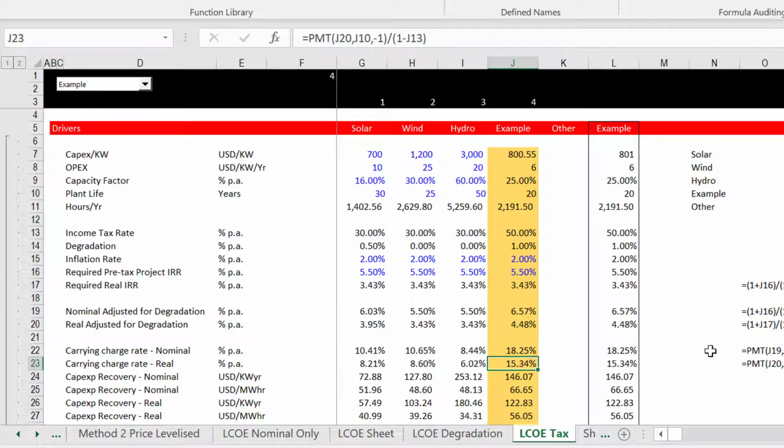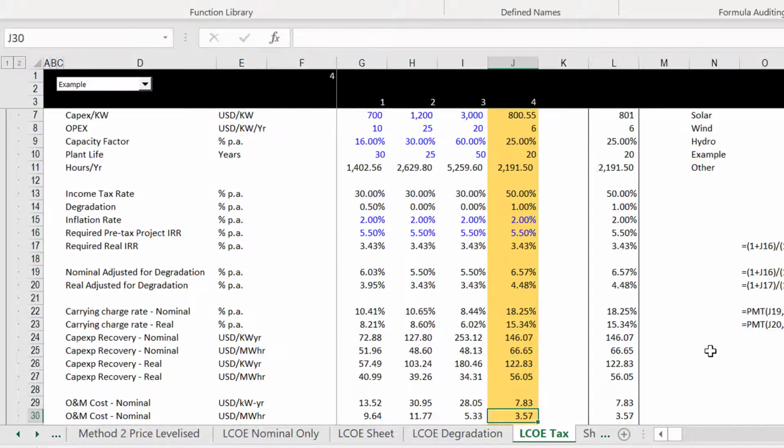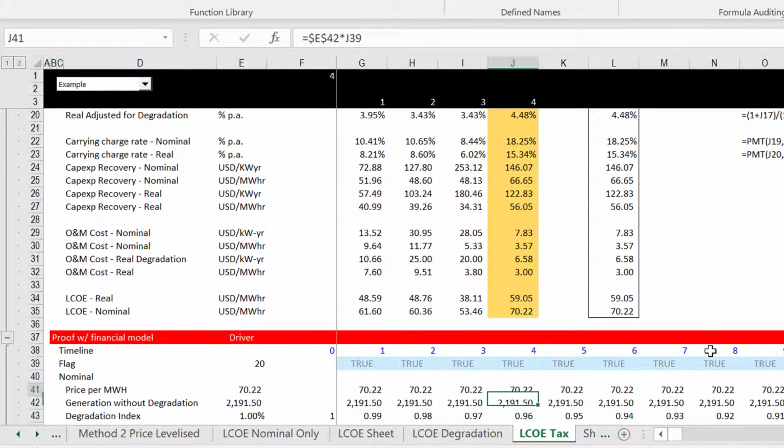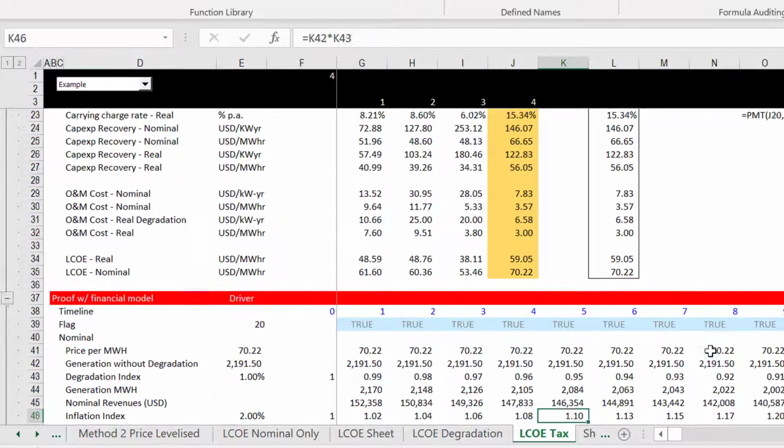Now, of course, this is going to be tricky actually. When we put the tax deductions in for the interest, this will change. But right now, if you look at, we have 59 as the price, and this one, that's the real price, 70 is the nominal price.